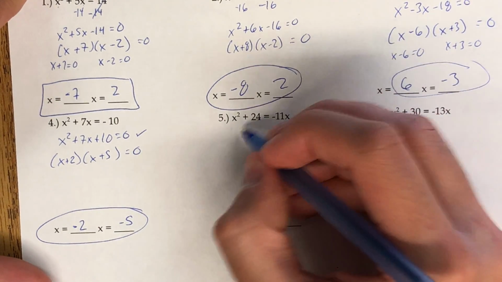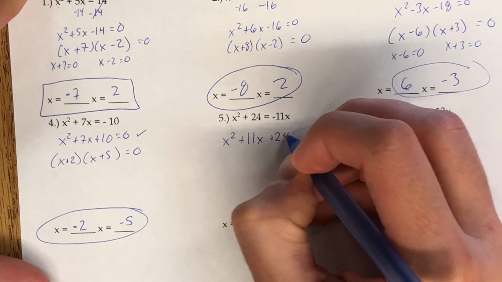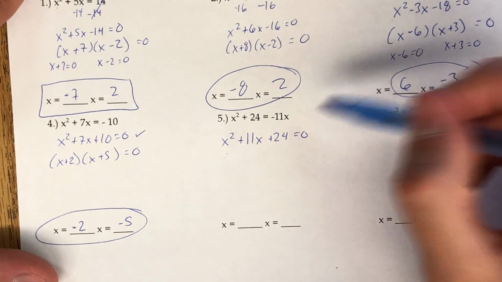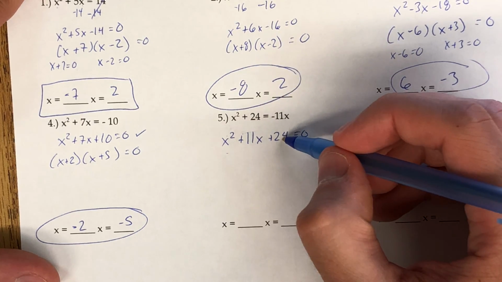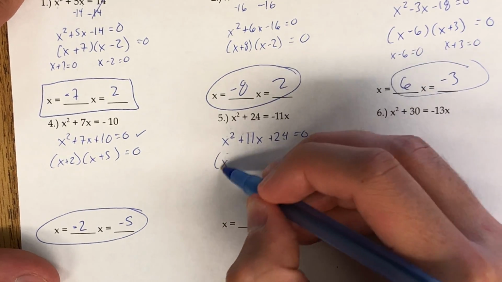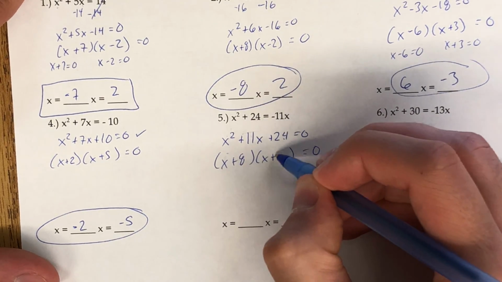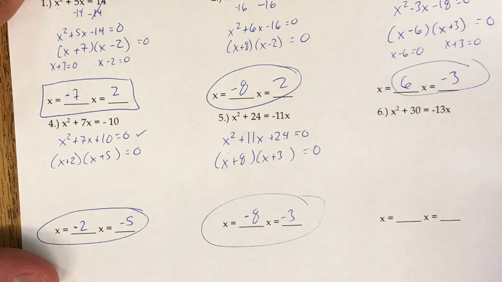Second to last, we add 11x to both sides, so we get x squared plus 11x plus 24 equals 0. Notice I put it in a, b, c form, x squared, x, then just our number, just because it matches quadratic form, so it helps me remember that 24 is c, 11 is b. So we look for numbers that multiply to 24, add to 11. That'd be 8 and 3, to which we should get negative 8 and negative 3.